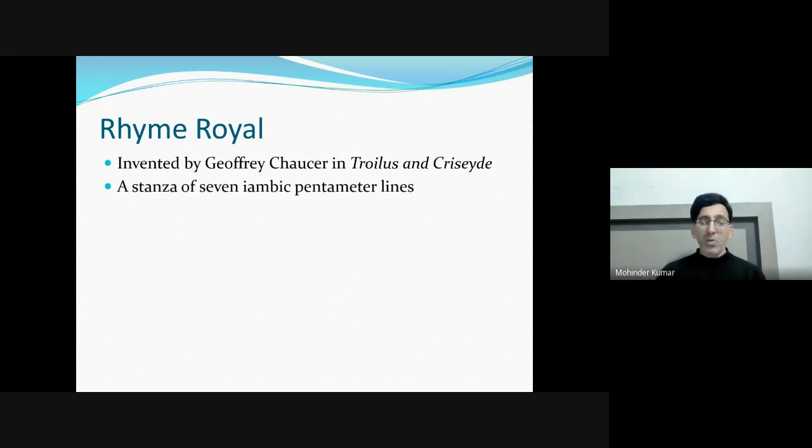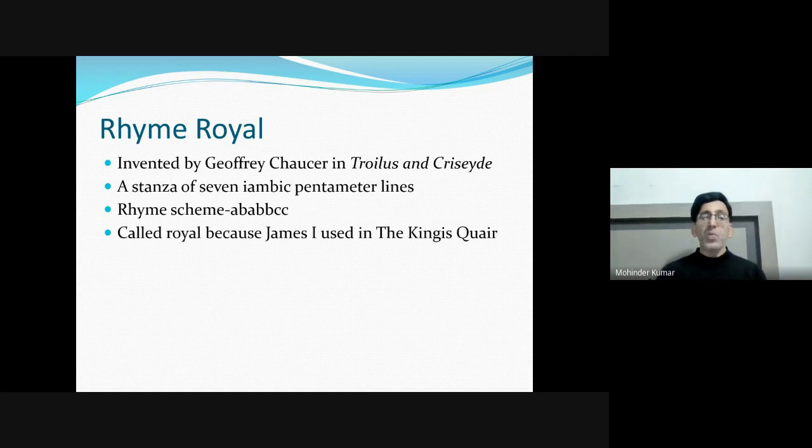So rhyme royal is a stanza of 7 iambic pentameter lines and its rhyme scheme is ABABBCC. You must remember the rhyme scheme also. So that is called rhyme royal. Why is it called royal? Because it was used by James I. I think you know James I, who had been the king of England during the Jacobean period.